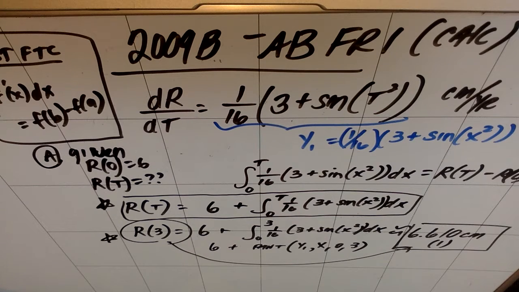Okay, so part B. Find the rate at which the cross-sectional area is increasing at t equals 3 and indicate units of measure. So, I think I'm going to have to use this again. I'm just going to throw that out there. I'm pretty sure I'm going to have to use this again.